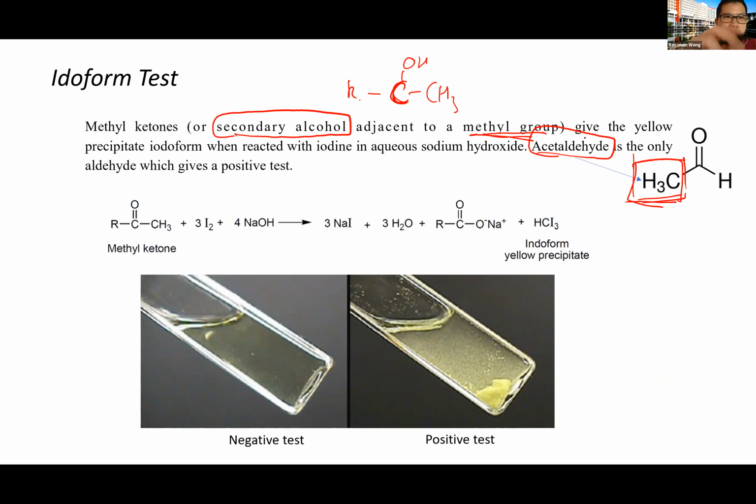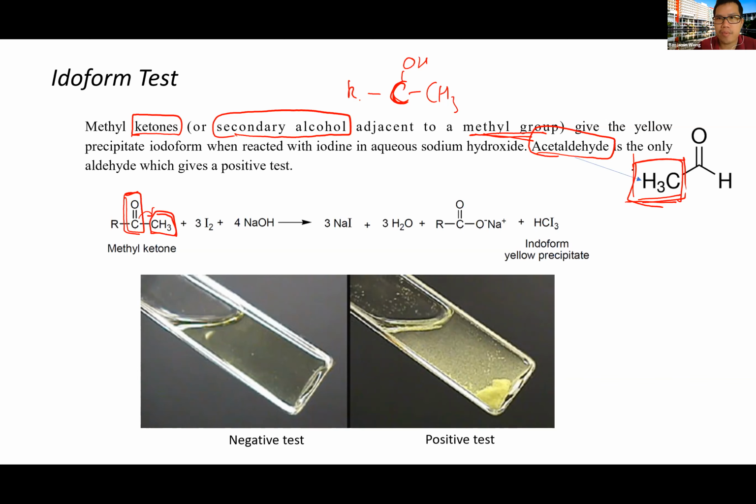In the case of ketones, same thing: only the ketones with the methyl group directly attached to the carbon with the carbonyl group. In this case, it's very clear cut over here. If the carbonyl group is directly adjacent to the methyl group, then it can react. So same goes for the acetaldehyde. Although this is an aldehyde, it can react.